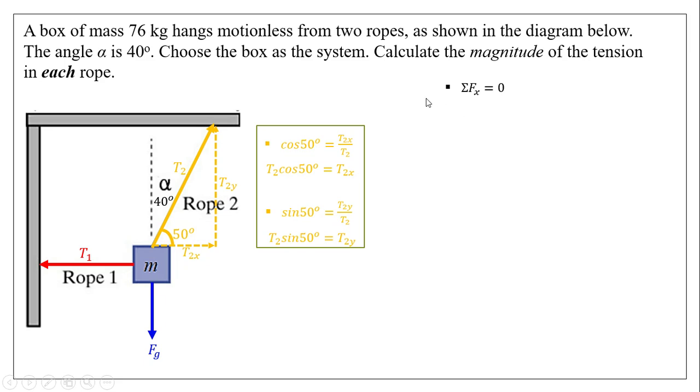We know for these types of problems, the system is at rest. Therefore, net force in the x direction has to equal 0. So in this diagram, pretty straightforward. You have T2x pointing rightward, and then you have T1 pointing leftward.